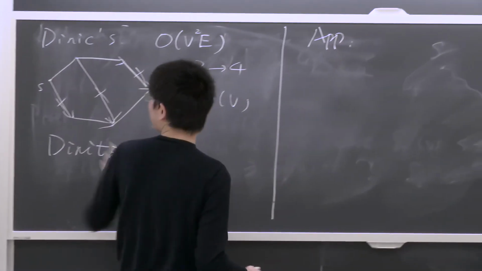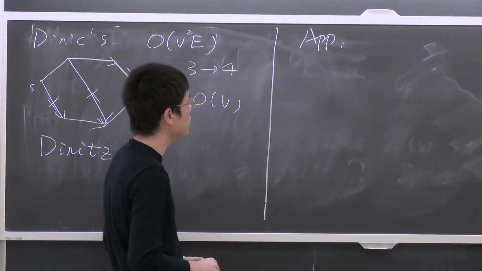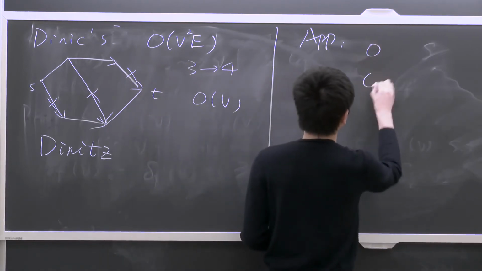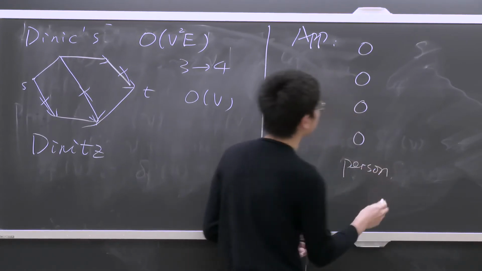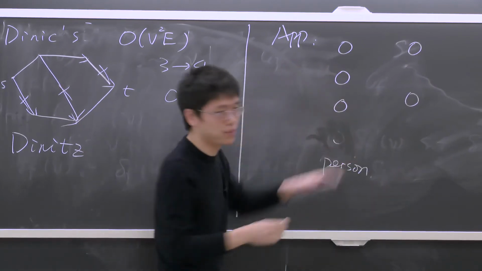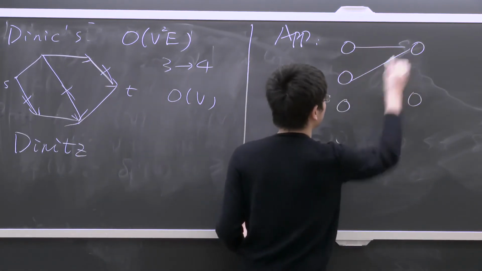Bipartite matching. OK, so the problem is that we have several persons and several tasks. Let me get rid of the one person because I don't want to draw that many things. So we have a graph like that.